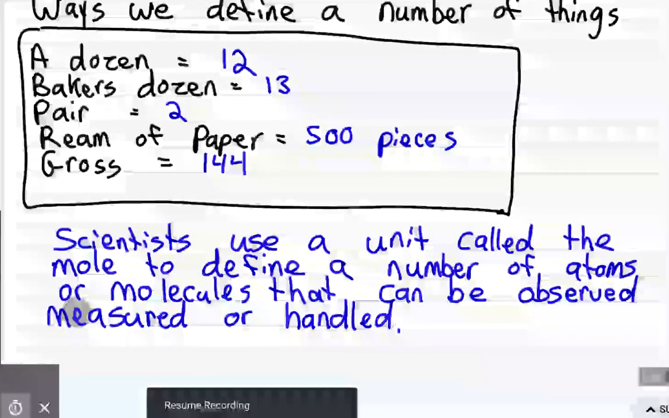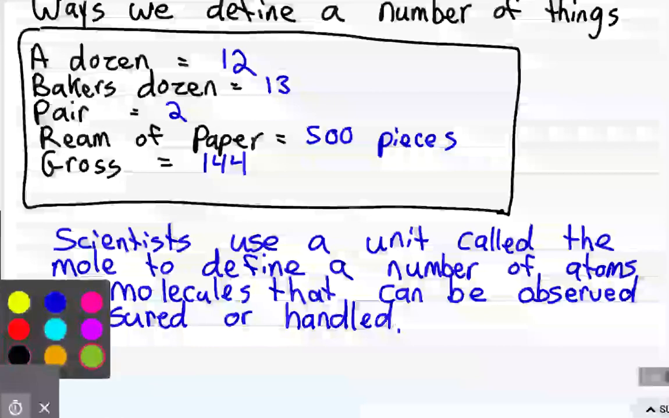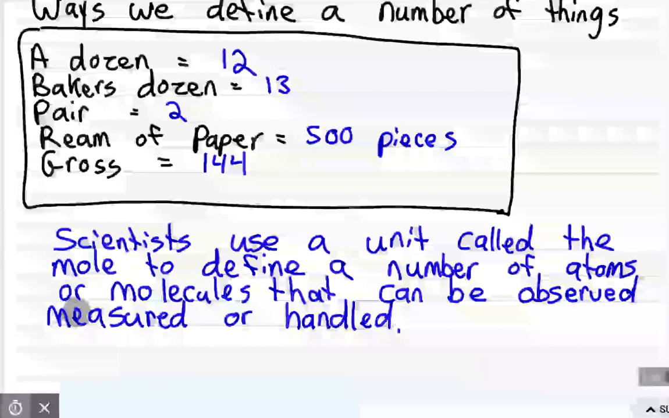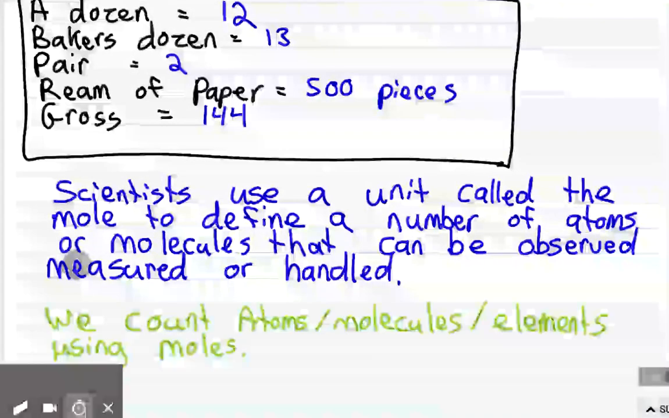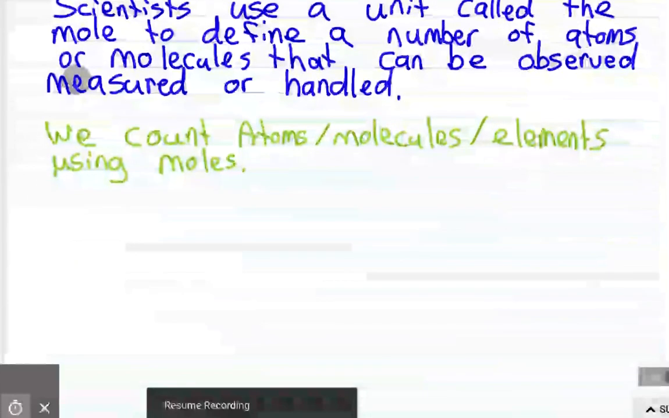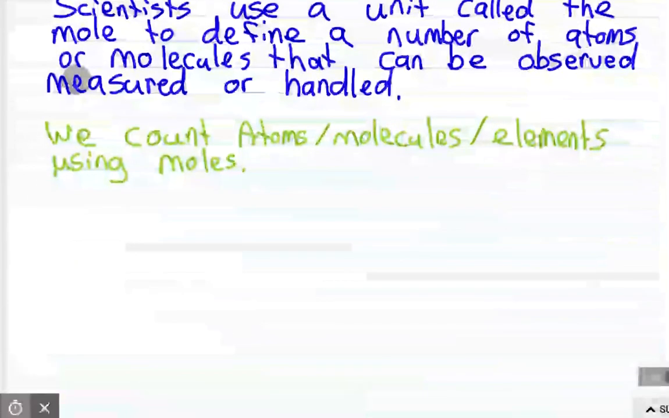So scientists use this unit called the mole to define the number of atoms and molecules that can be observed, measured, or handled. So basically, instead of counting a dozen atoms or a pair of atoms or a ream of atoms or a gross of atoms, scientists count atoms, molecules, and elements using the mole. When we count donuts, we say we have a dozen donuts. We are saying 1 dozen equals 12 donuts.